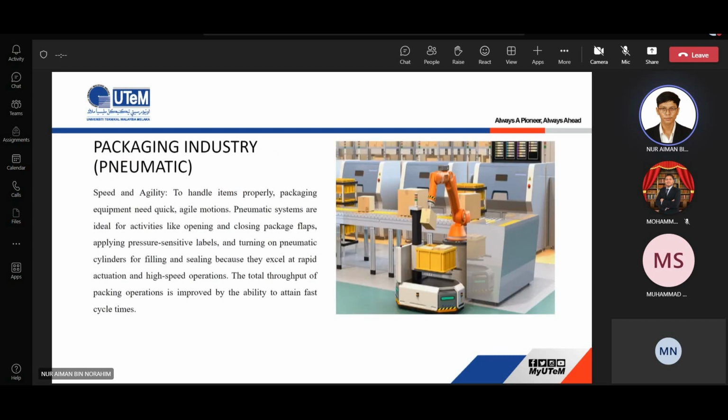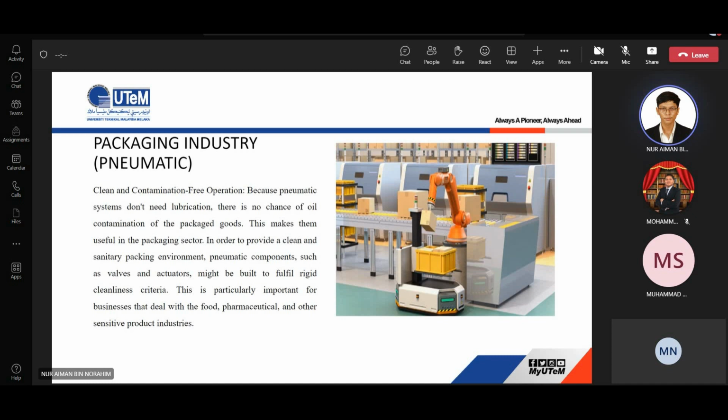Next one is the packaging industry regarding pneumatics. There are speed and agility to handle items properly. Packaging equipment needs quick, agile motion. Pneumatic systems are ideal for activities like opening and closing package flaps, applying pressure-sensitive labels, and turning on pneumatic cylinders for filling and sealing because they excel at rapid actuation and high-speed operations. The total throughput of packaging operations is improved by the ability to attain fast cycle times.